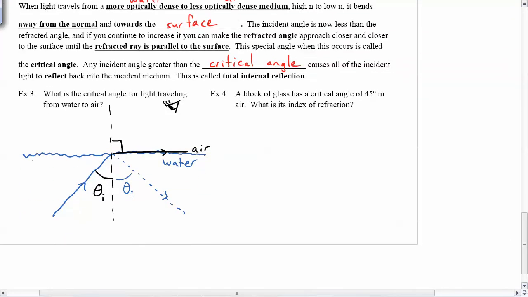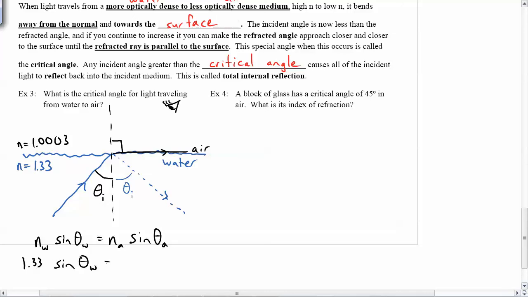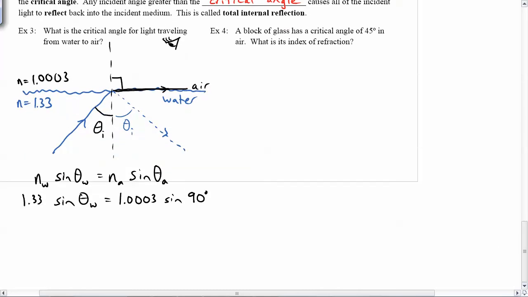So this follows the same principles that we had before. Take your N in the water, take your N in the air, and this time what we want is N in the water, sine of the angle in the water, is N in the air, sine of the angle in the air. So N in the water is 1.33. And we want to find out what angle you need in the water so that when it goes into air, the light will come out parallel to the surface of the water, that the angle will be 90 degrees. So when you're looking at a critical angle problem, you want the outcoming ray to be at 90 degrees to the normal, right along the surface.